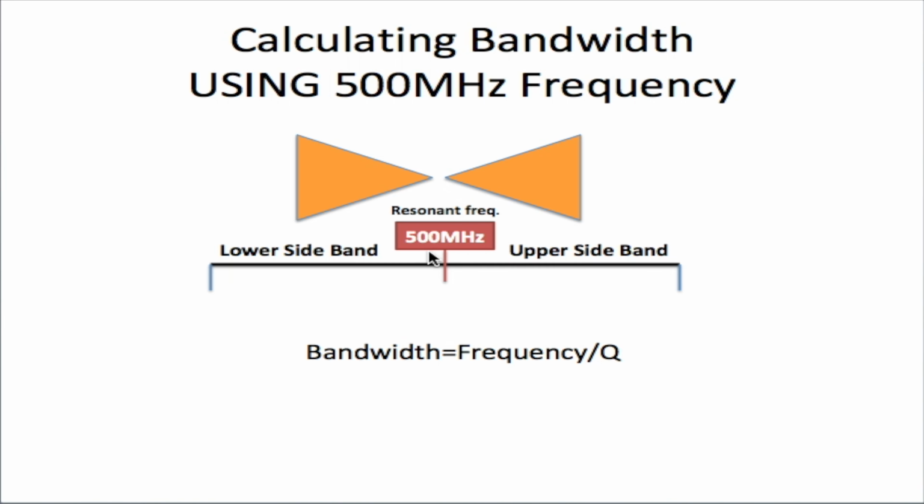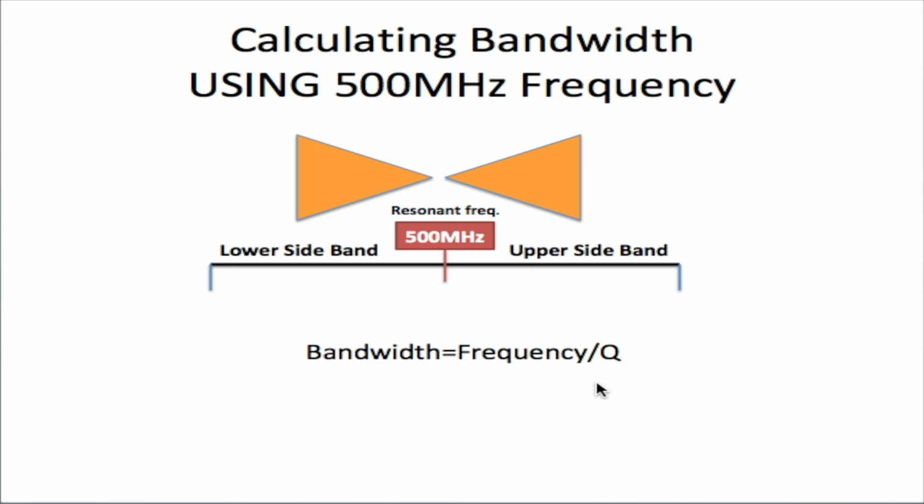And in order to send data, we need bandwidth. So the bandwidth makes up the upper sideband and the lower sideband. So you'll have higher frequencies on this side and lower frequencies on this side, which is the lower sideband. Okay, so the more bandwidth you have, the more data you can send. So how we calculate bandwidth is with this equation: bandwidth equals frequency over Q. Now we know what our frequency is. It is 500 megahertz, but we have no idea what Q is.